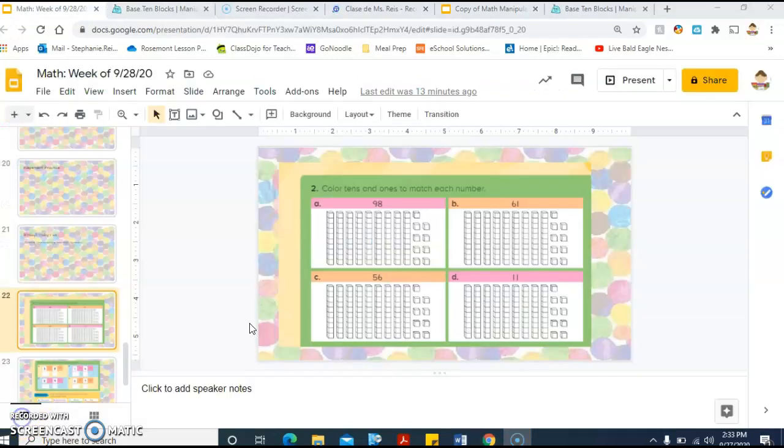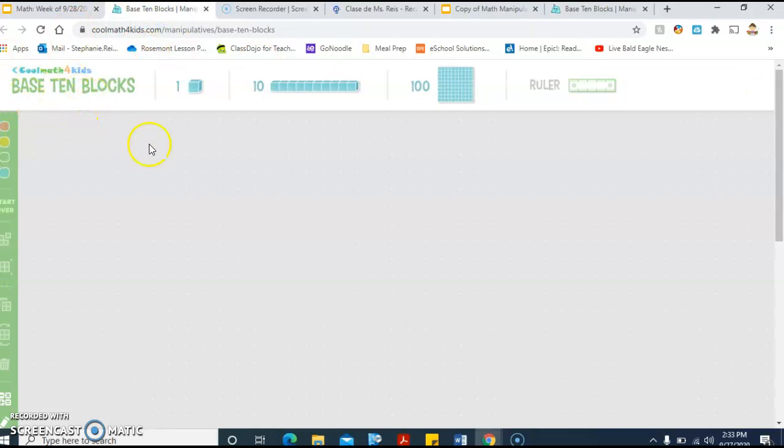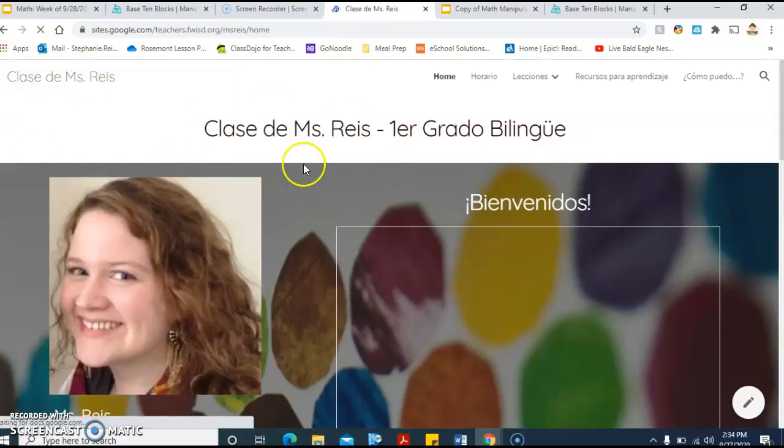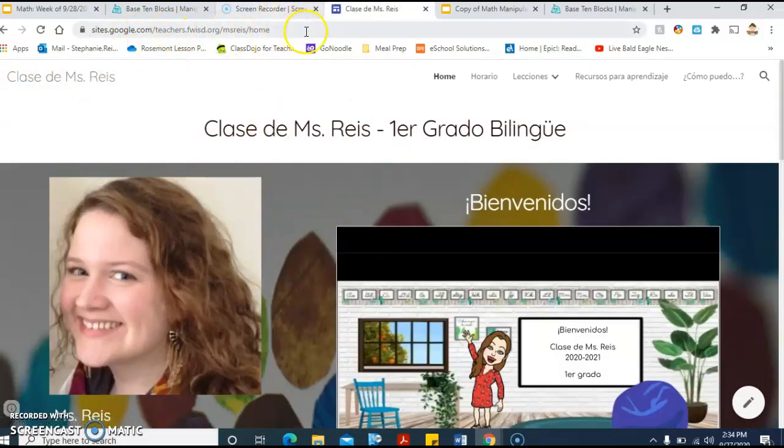Okay, now let's look at letter B together. 61. So we're trying to figure out how many rods and units we can use to represent 61. Well, let's go back to our base 10 blocks. So everybody at home, you can go ahead and use this website to practice along. Or if you want, you can draw out your rods and units on a piece of paper. We have done that a lot in class, so you should know how to do it. But if you want, you can use this website. And remember, this website is located on my classroom Google Sites, and everybody should have this link. It'll also be on Google Classroom as well.